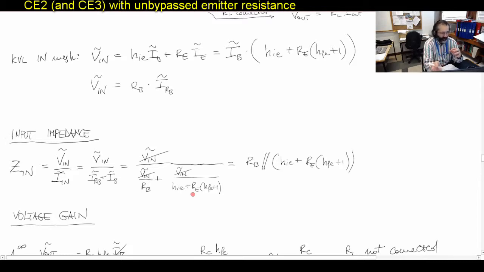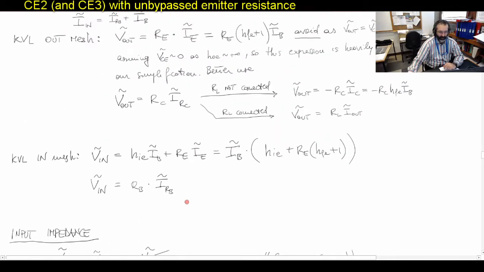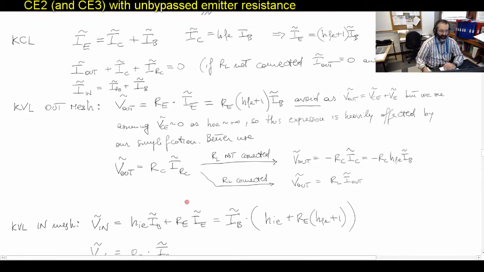So we're not surprised by this, but I think it's interesting that in this configuration the input impedance now depends also on RE, amplified by a factor HFE. Then the voltage gain. If you do all the steps, using the equations that are here, you can see all the KCL equations, the KVL for the output mesh, the KVL for the input mesh, and so on.